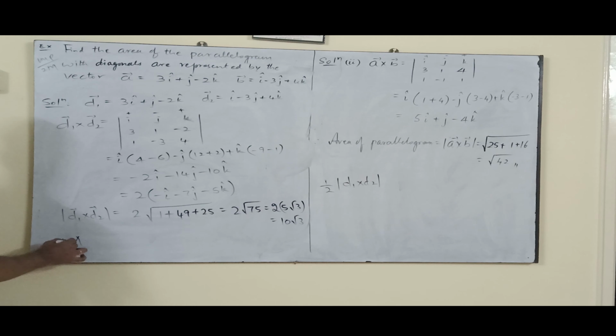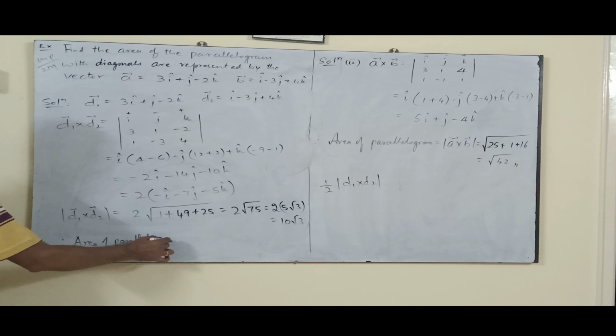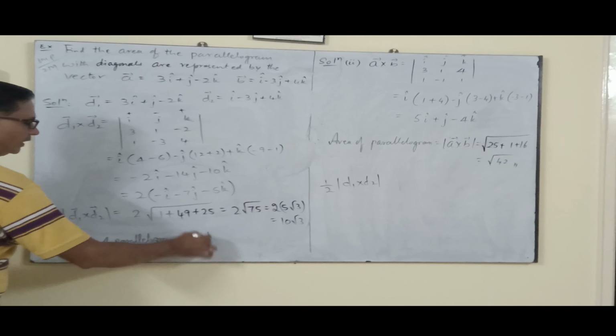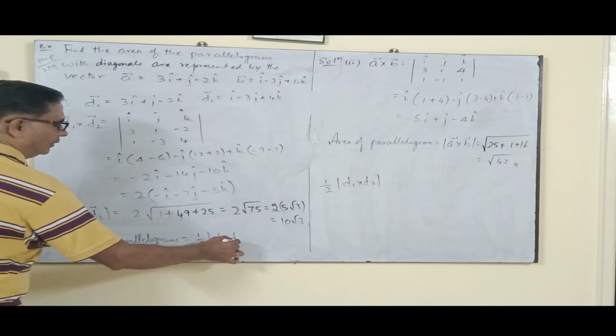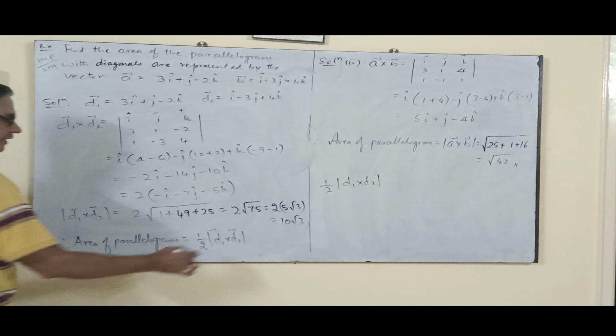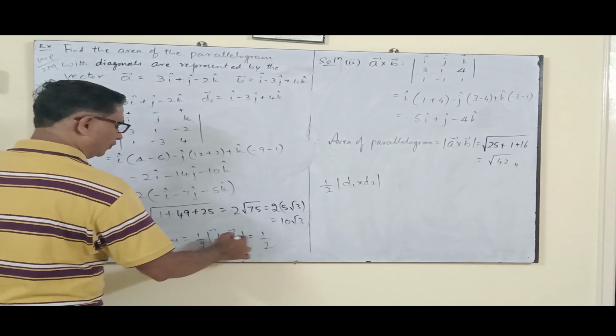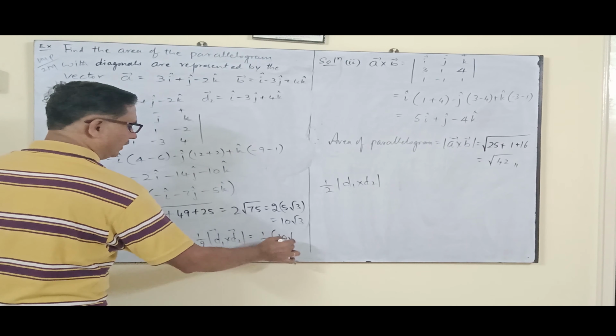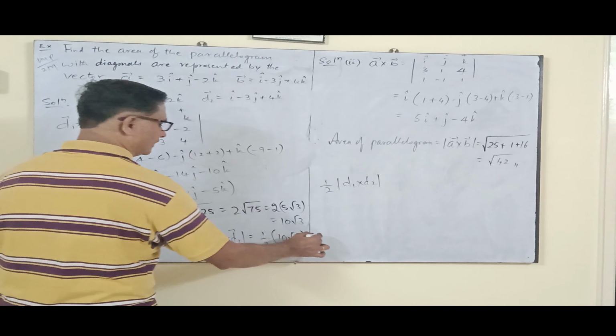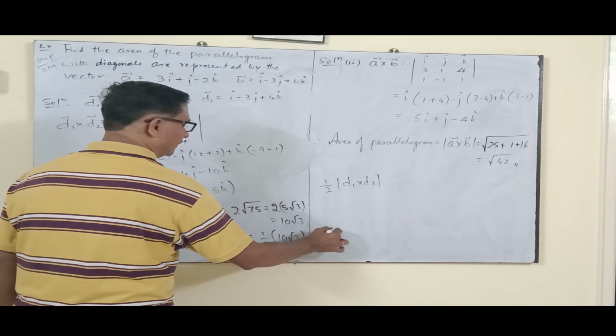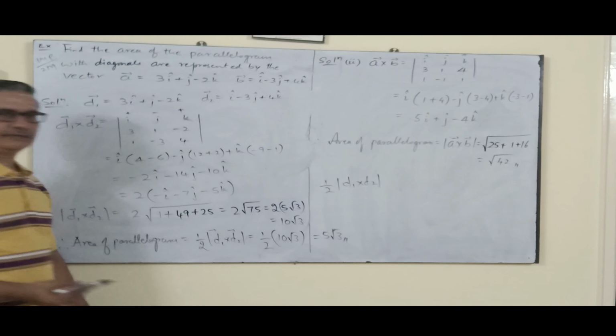Therefore, the area of a parallelogram with diagonals is given by the formula 1 by 2 into the magnitude of D1 cross D2. That is 1 by 2 into the value 10 root 3. Two ones are two, two fives are ten, that is 5 root 3. That is the answer.